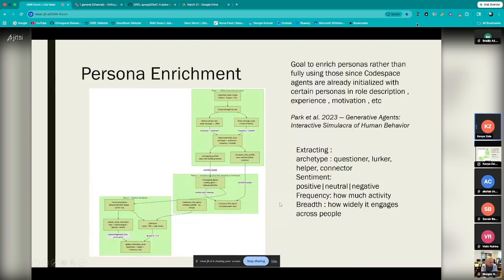Moving to the frequency and breadth, they can be directly computed using Python.